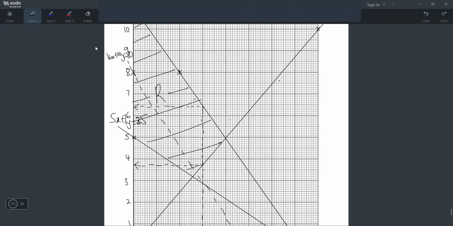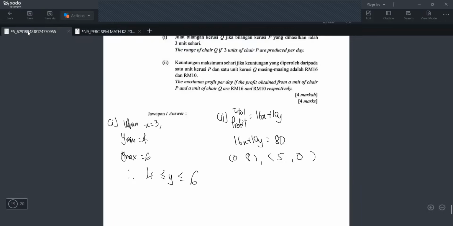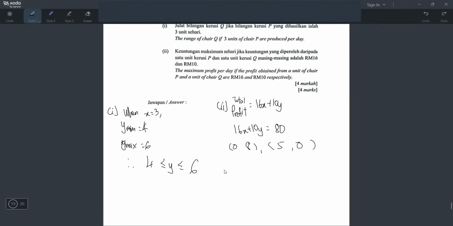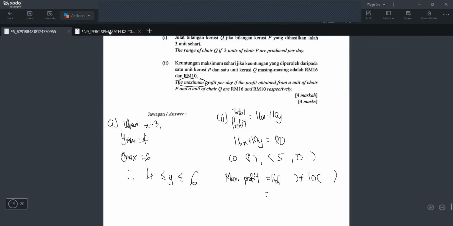Okay, let's go back to the soalan and see what they want. Do they want the maximum or minimum? They want the maximum profit. So let's try to find the maximum profit now. So what is the maximum profit? It will be 16x plus 10y. And now we have to find the xy coordinate. Okay, remember, if they want maximum, you will choose which one.